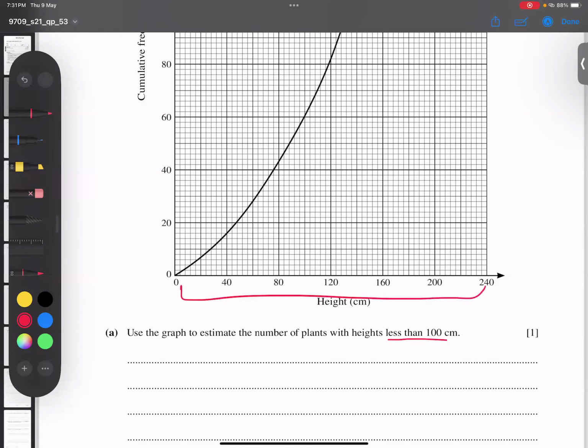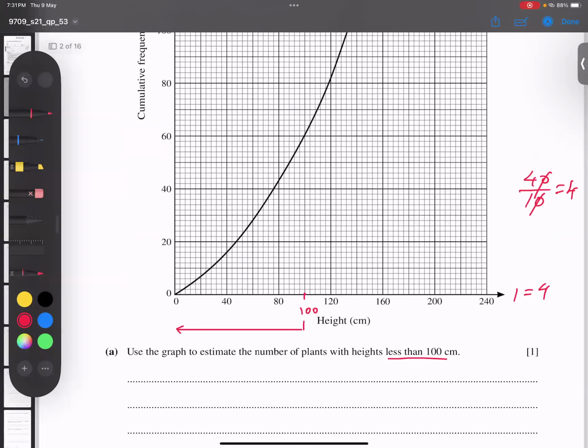Because heights are on this axis, less than 100 means, where is 100? If you want to know the scale, 40 is the value from here, divided by the number of boxes, 10. So one box is 4. And 120, if you find the average, 100 is in the middle. So less than 100 means from 100 down to 0.